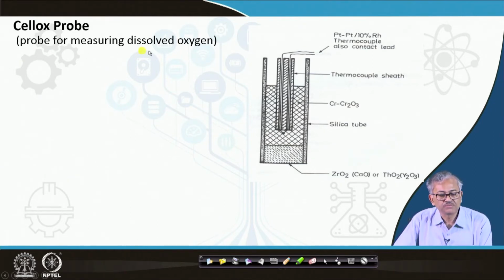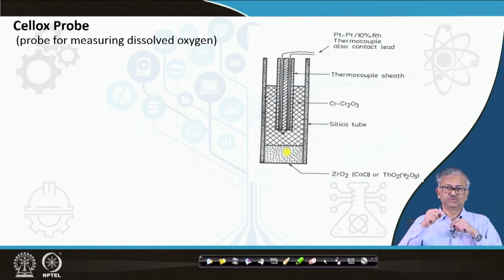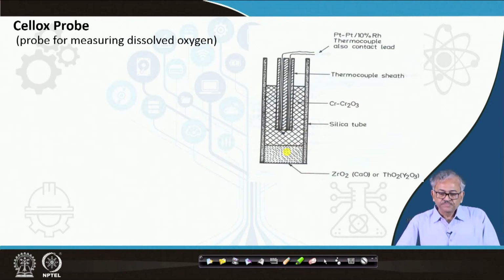So here you can find that you have a solid electrolyte sensor, and here the electrolyte is basically calcium oxide stabilized zirconia, or you can have yttria stabilized thoria. The advantage or characteristic of the solid electrolyte is that it only allows the oxygen ion to pass through it. The liquid has a lot of impurities, but the electrolyte will only allow the oxygen ion to pass through.